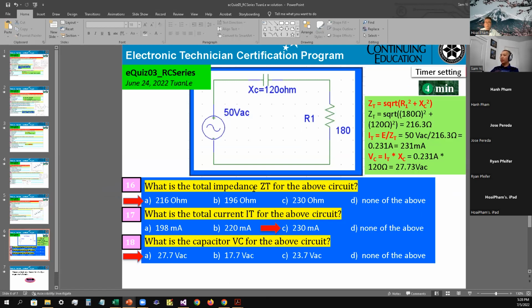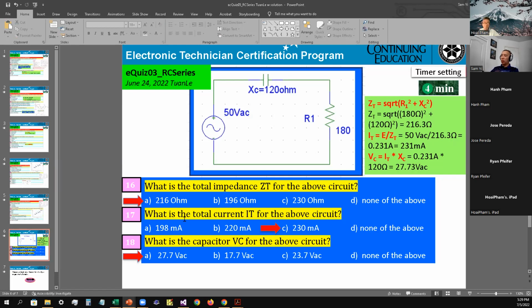What is the total impedance ZT for the above circuit? You apply the formula for ZT. ZT equals the square root of the quantity R1 squared plus XC squared. If you apply that formula, the answer comes to 216.3 ohms. So the answer is A as in apple for number 16.